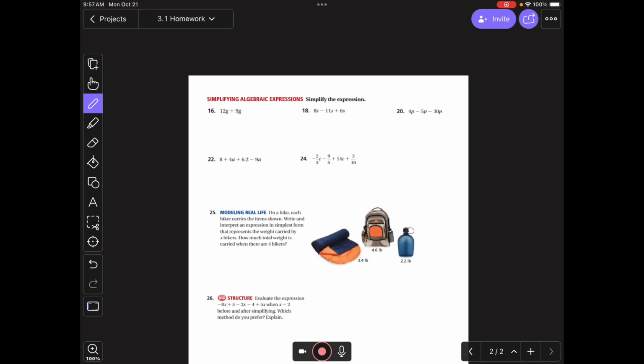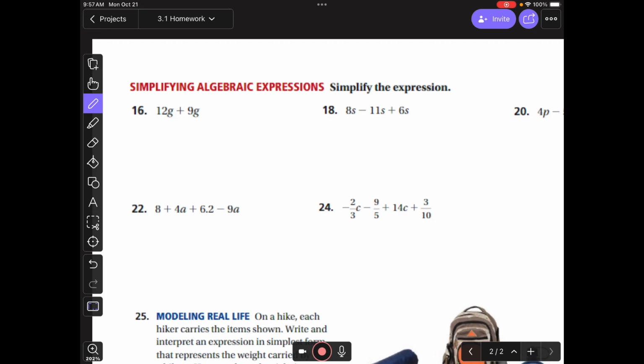Moving to the back side, number 16, it says to simplify the expression. So I'm going to take those like terms and put them together. I'm going to add them together. Here I have 12 g's and then I have 9 g's. I'm adding those together in total. 12 plus 9 is 21 g's. That would be it simplified.